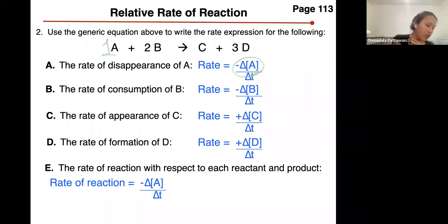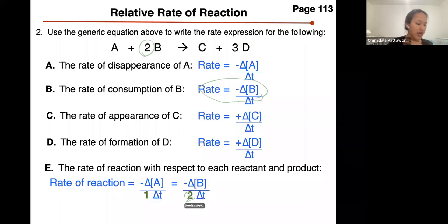But if you are going to calculate the rate of reaction by looking at B, now you will need to take into account the 2 moles here. In order to make it equal to 1 mole of the reaction, you need to divide the rate of consumption of B by 2. In this case, it's going to make it overall the same, so the whole reaction would have the same rate.